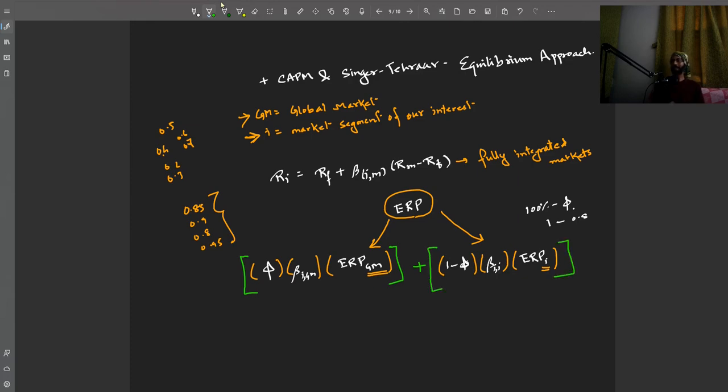So we are basically taking the weighted average of two risk premiums. We are getting our resultant equity risk premium, which is based on these two risk premiums weighed in a certain way, right? This is our resultant equity risk premium based on the Singer-Terhaar model. This equation is called the Singer-Terhaar model equation.